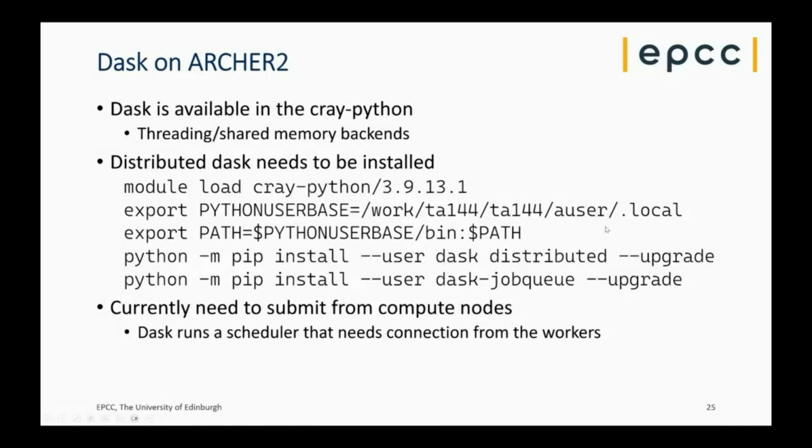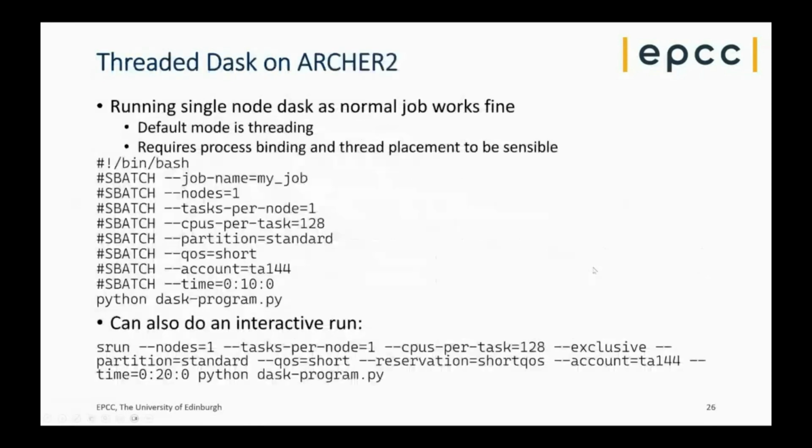There is also a restriction that often on a system you would install Dask and then you would run Dask on the login nodes, and that would start jobs on the compute nodes. But that's not the way ARCHER2 works. We have to actually launch our Dask jobs from the compute nodes as well as running the workers on the compute nodes as well. So what does that mean?